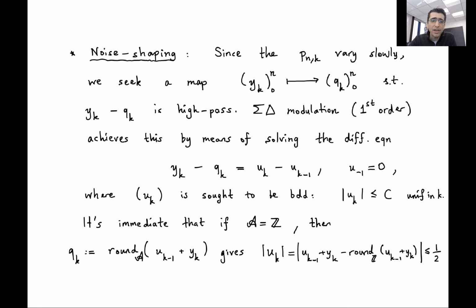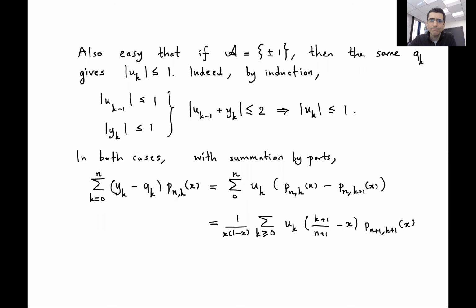Okay, so this can be done. And what does it buy us? Well, we can also do this. Maybe I should have said this. We can also do this with a constraint alphabet, a quantization alphabet of plus minus 1, if the input sequence is bounded by 1. Okay, so the same idea works. The details are exactly the same.